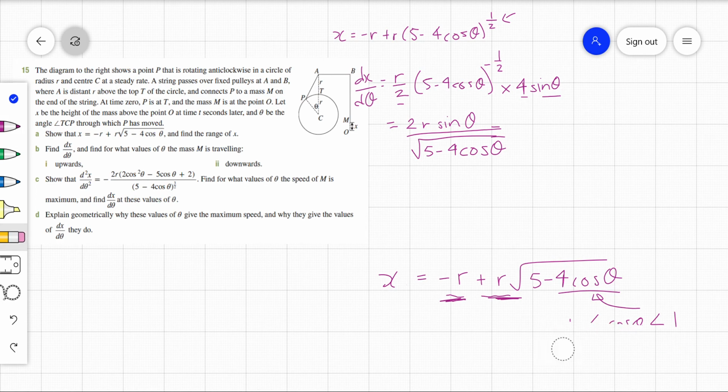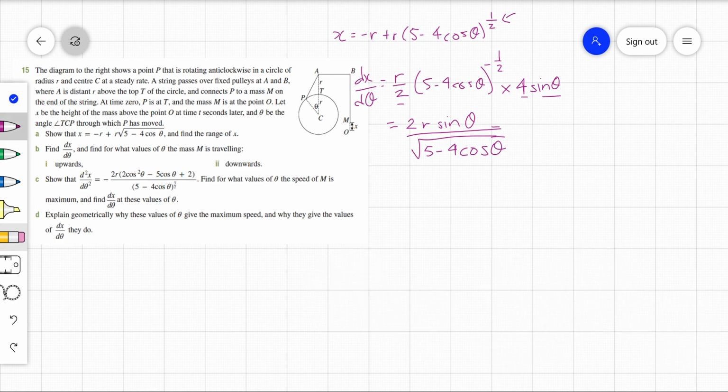And you can see then that, so that would be our velocity. And if we're interested in where we're travelling upwards and where we're travelling downwards. So basically, where is this velocity greater than 0? And where is this velocity less than 0? Where is it going up in the positive direction? Where is it going down in the negative direction?